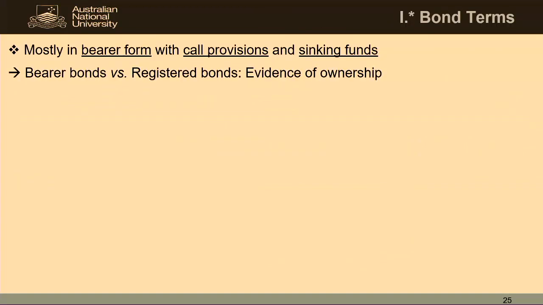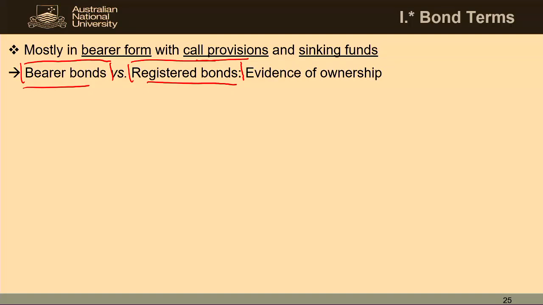Okay, so now comes the special terms. We talked about most of the Eurobonds come in bearer form with call provisions and sinking funds. So now we talk about the difference between bearer bonds and registered bonds. The main difference is whether it comes with evidence of ownership. If it is a bearer bond, it's just like money. Whoever holds the cash is the owner of the money, right?